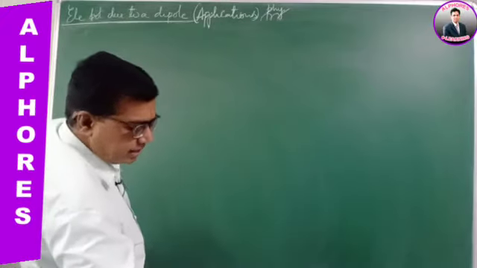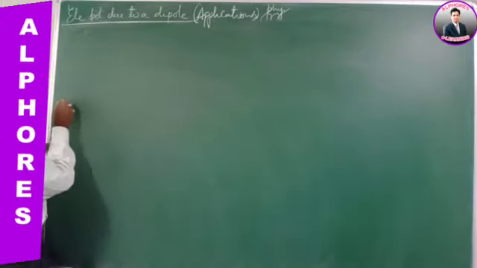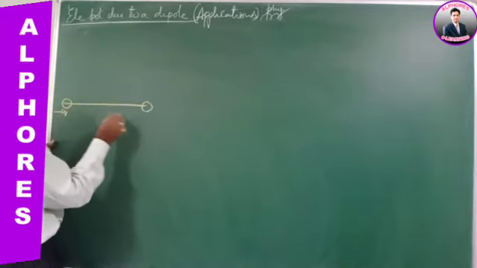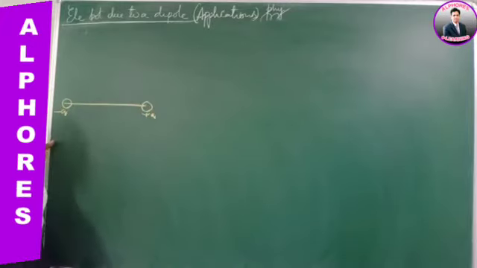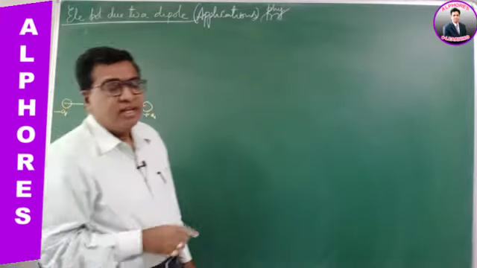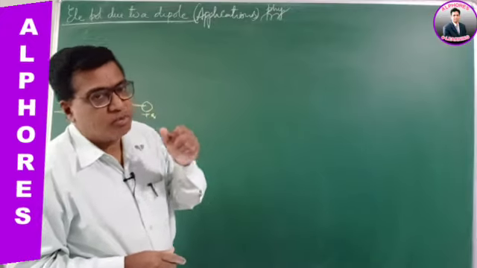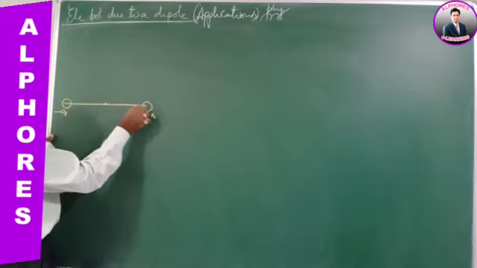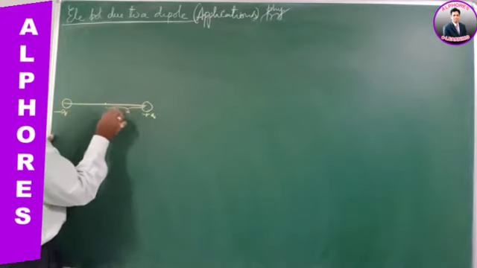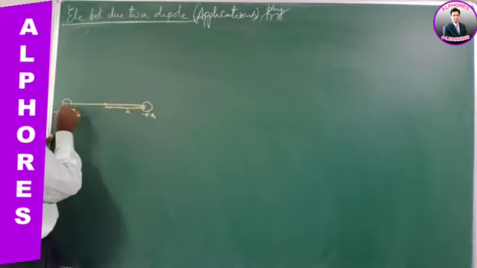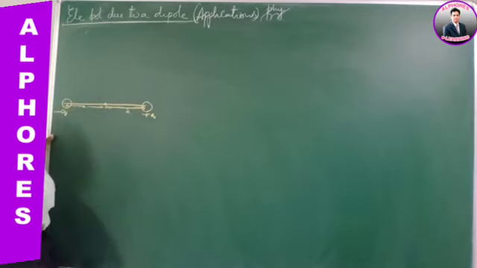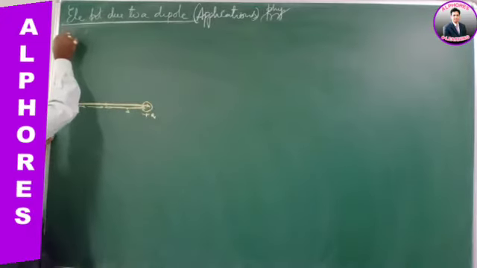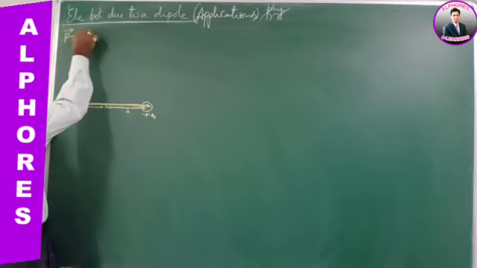Let us consider an electric dipole with minus q and plus q charge. So electric dipole is a combination of two equal and opposite charges, well separated by a distance. This distance is A, and this is also A. The total length of the dipole is 2A. So dipole moment P is 2Aq.